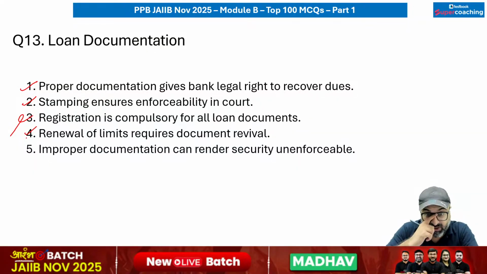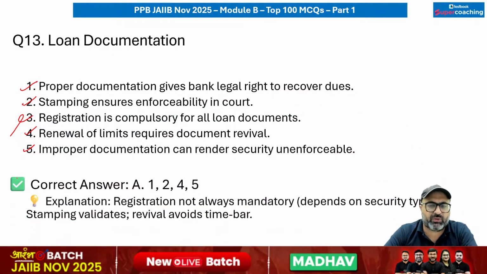Renewal of limits requires document revival. That is true. Improper documentation can render the security unenforceable. That is true. अगर आपका improper documentation है तो इससे आपकी security unenforceable हो जाएगी. That is true. So answer is going to be 1, 2, 4, 5.